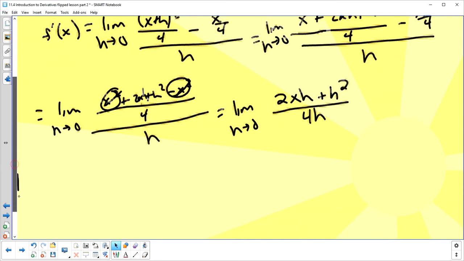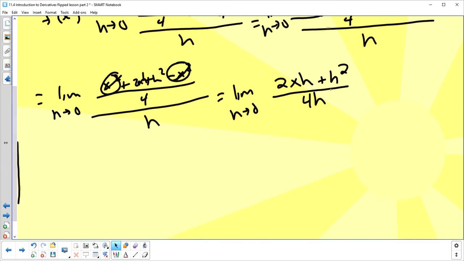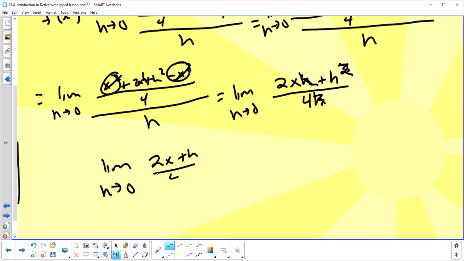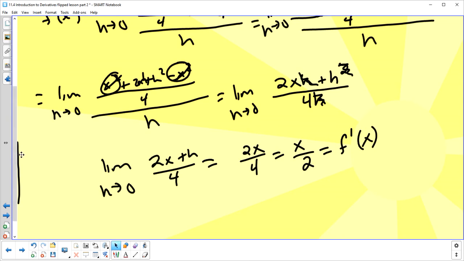Okay, here's our step where we want to cancel out that h, so I'm going to factor out. If I were to factor out an h and cancel out here, this would disappear, and one of those would disappear. So we're going to end up with the limit as h approaches 0 of 2x plus h over 4. And since we don't have an h in our denominator now, we can plug in 0, and we just get 2x over 4, or simplifying, we could write that as 1/2 x, or x over 2. Okay, so that is our first derivative.